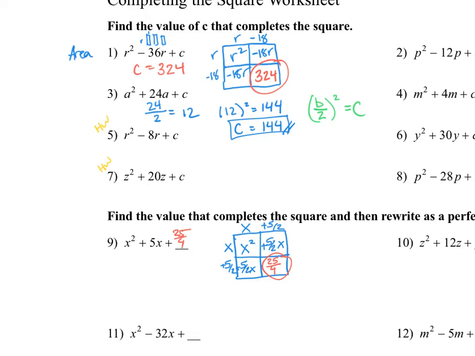And what that means there is our side lengths. So if I take these side lengths here of x plus 5 halves times x plus 5 halves, that's going to get us our answer of x plus 5 halves squared, because that's how you find the area of a square. You multiply two of the sides together. And there you go. So that's what it's looking for. Let's do one more like this, and then we'll get on to some real completing the square.